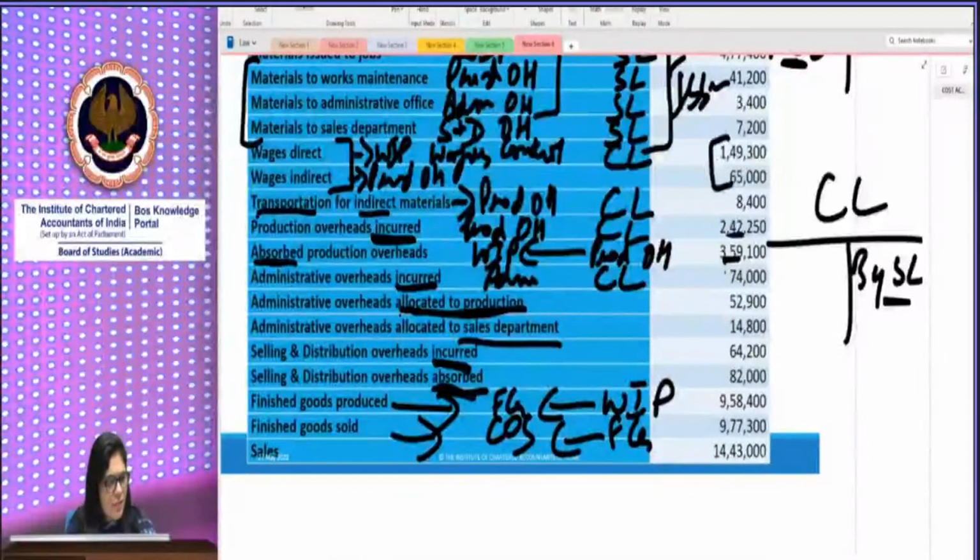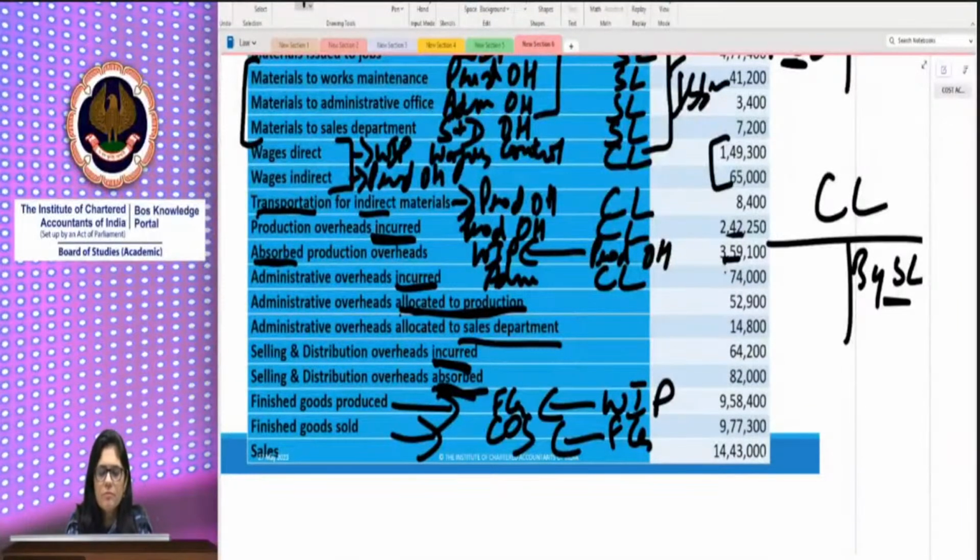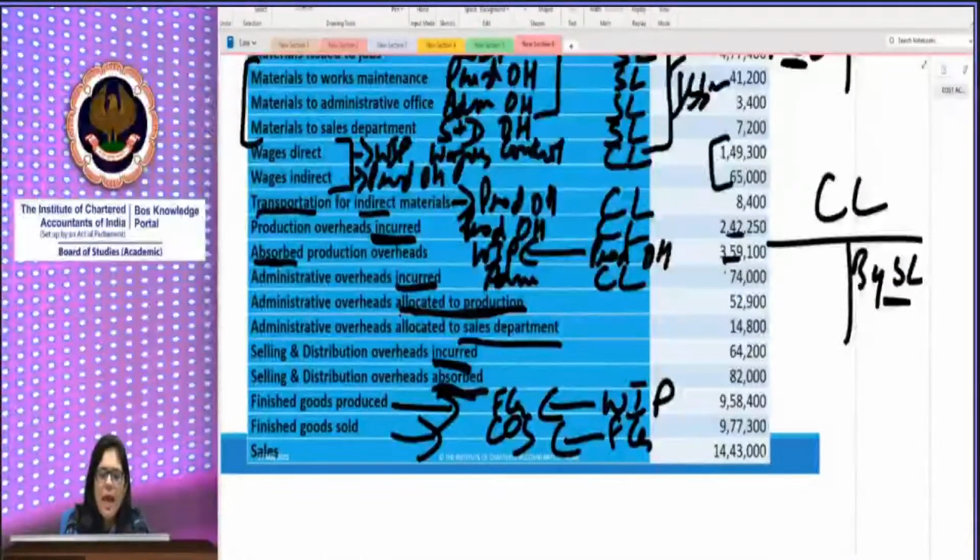Cost of sales to finished goods, very good. Production overheads will go to WIP, administrative will go to finished goods, selling and distribution will go to cost of sales. So just allocate all of them: first incur it and then allocate it. Production to WIP, administrative to finished goods, selling and distribution to cost of sales.